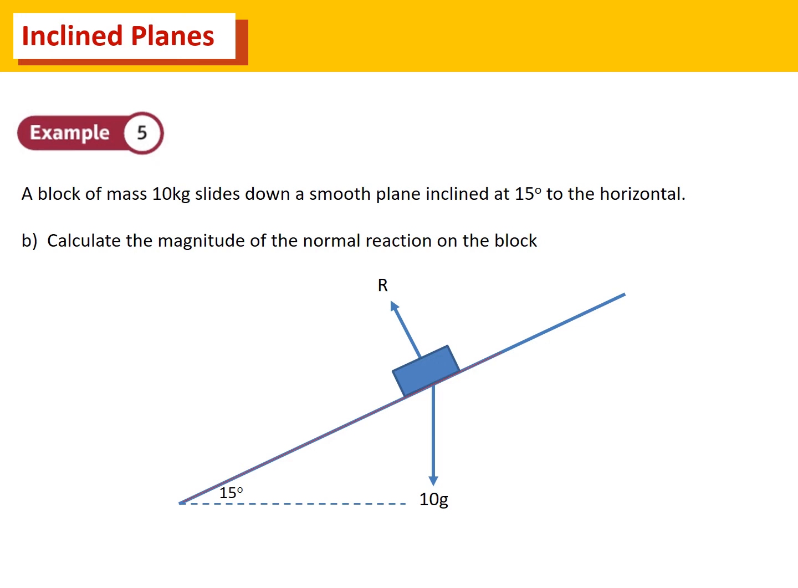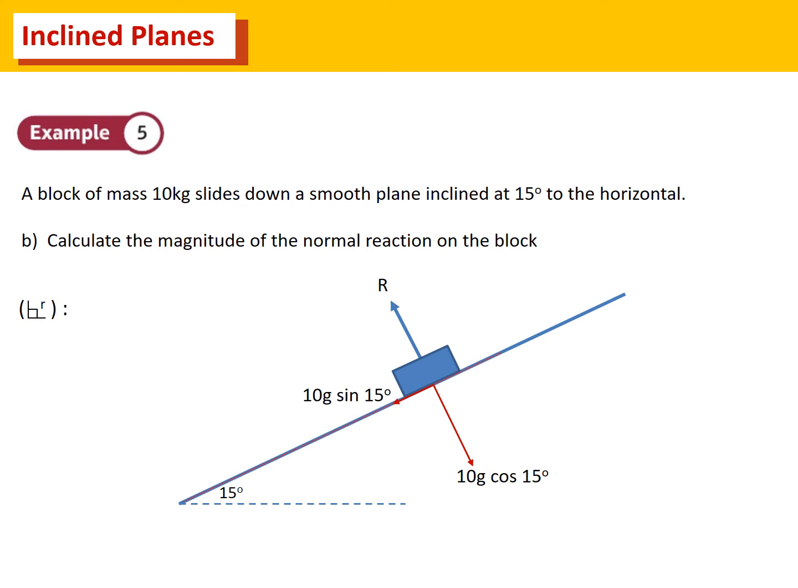Here in part B, we want to calculate the magnitude of the normal reaction on the block. And what we want to do is resolve the weight into its two components, into the plane and parallel to the plane. So we mark our two components on. The size of the component into the plane is 10g cos 15 degrees, and down the incline it's 10g sine 15 degrees. When we've marked those components on, we can remove the weight, and our force diagram now looks like that.